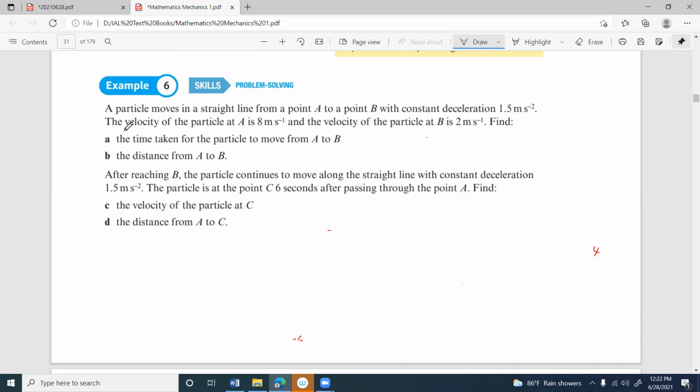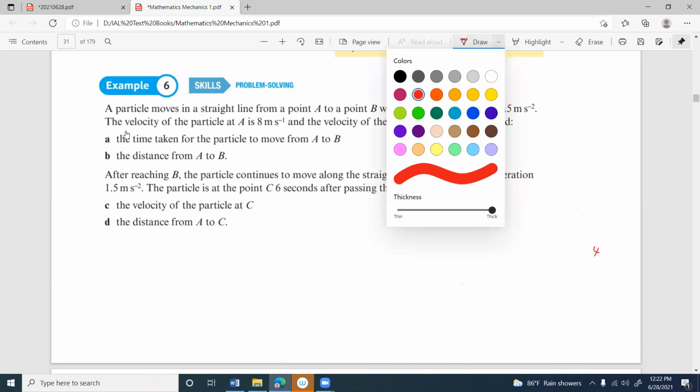Because initially we need to learn a little bit about these motion graphs or motion equations. After that, we can come up with the equations of motion. Okay, right. Let's start from here.